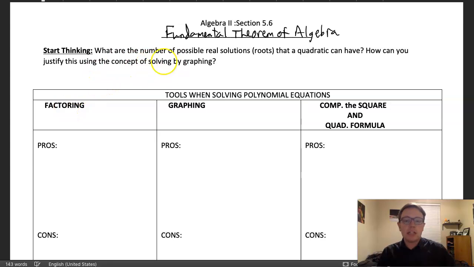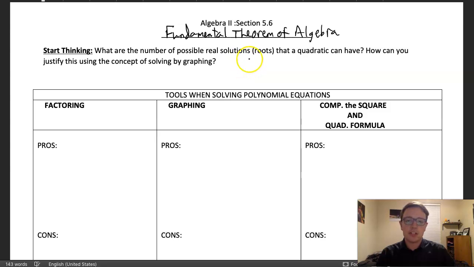Now, what are the number of possible real solutions or roots that a quadratic can have? Remember, your solutions or your roots are the same thing as your zeros. So what are the numbers that we could have? And then how do we justify this using the concept of graphing?